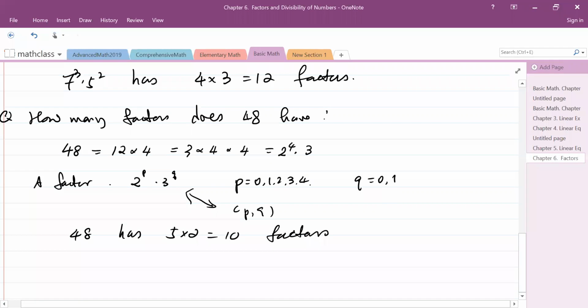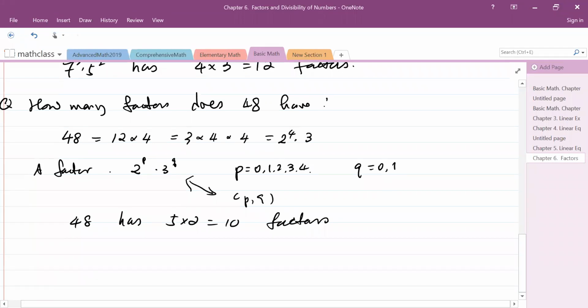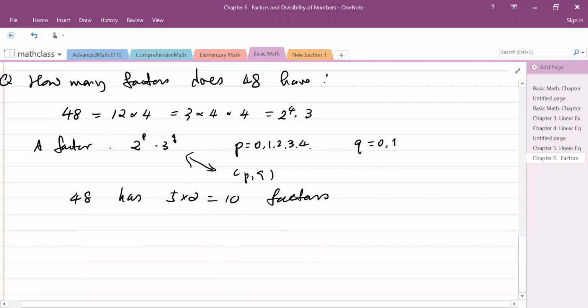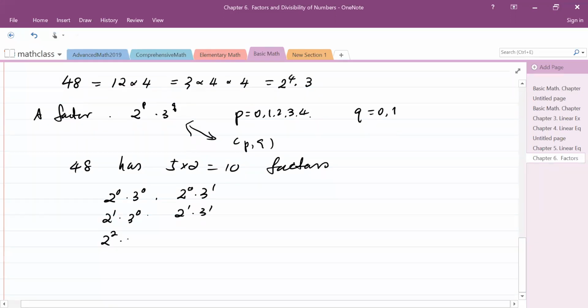It's a little bit harder to list all of them, but if you want to, you have to list them in matrix form. You have 5 rows and 2 columns. Okay, let's list all of them. When p equals 0, 2 to the 0, and q is 0, 3 to the 0. Then 2 to the 0, 3 to the 1. That's the first row. 2 to the 1, 3 to the 0, 2 to the 1, 3 to the 1. That's the second row. Then 2 squared. This is how we list all of them.